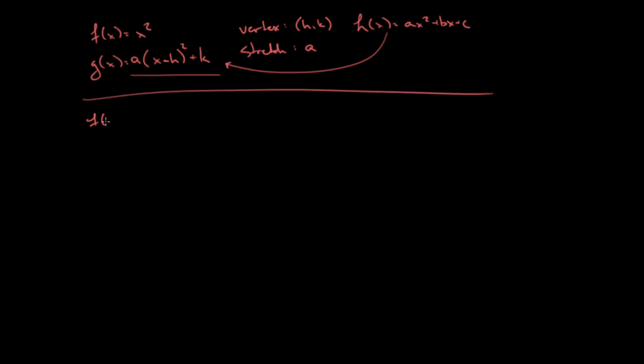So let's make something up. Let's say I have the function f of x is equal to 3x squared plus 12x plus 11. Okay, so let's say I'm given something in general form like this, and I want to figure out what the vertex and the stretch is on it. So I need to convert it to my vertex form.